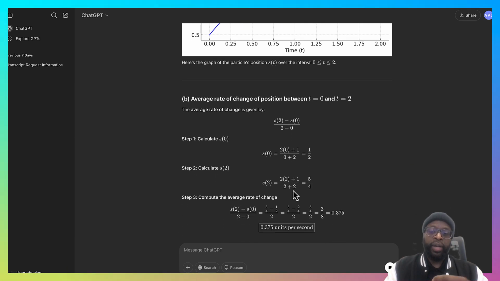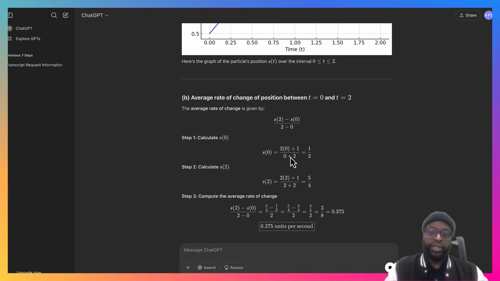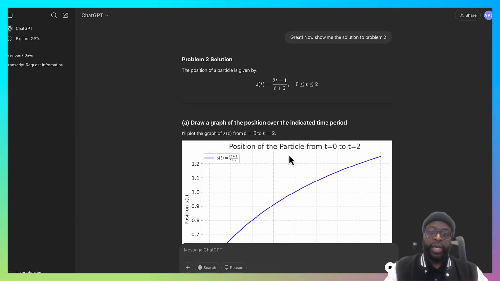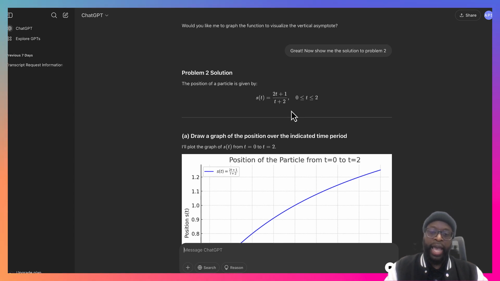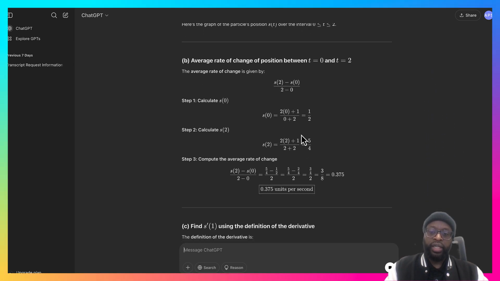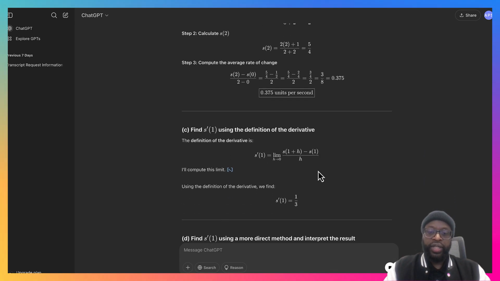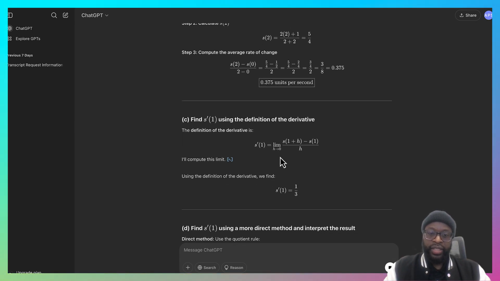And then you find it by plugging in s of 0 into the original function, right? Into that original function, plug in 0, you get 0 plus 1 over 0 plus 2, 1/2. And then you plug in 2 and get 5/4. Average rate of change, boom. Next, definition of derivative. Alrighty.